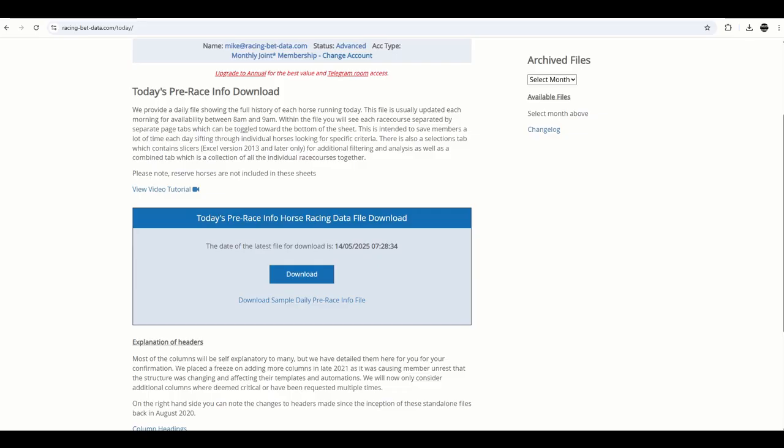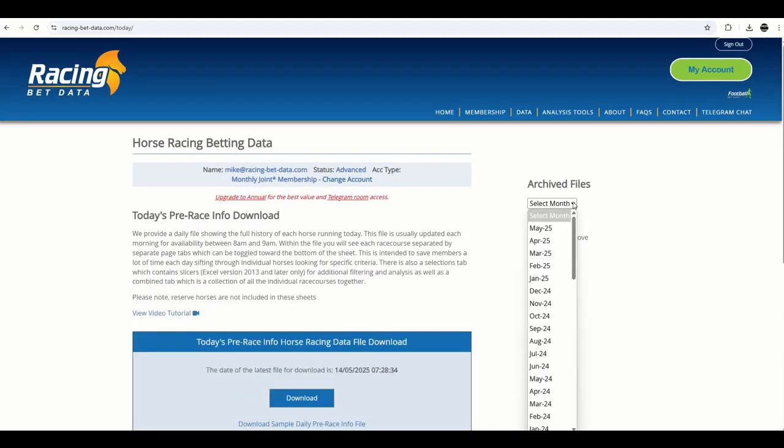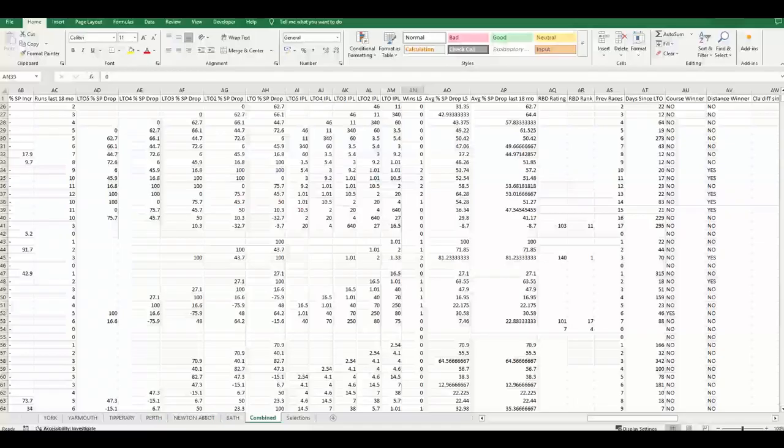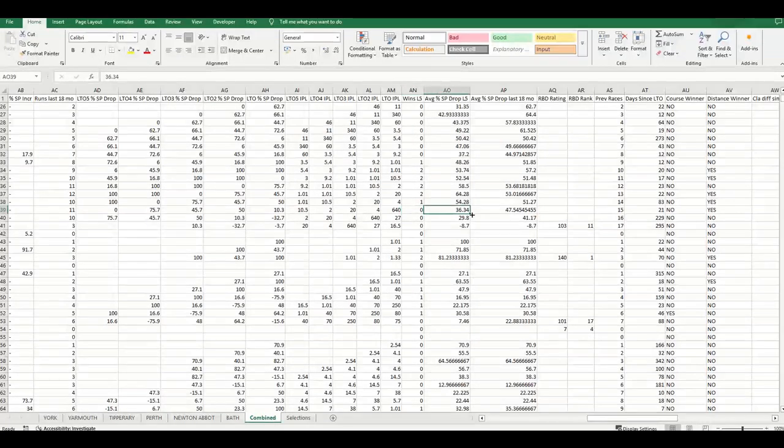If I bring back the web page, you can see here, these are all archived back to August 2020, which was the inception point of the pre-race download. We then have the average drops in the last 5 and the average drop in the last 18 months. So again, that's the percentage drop in odds between the starting price and the in-play low.